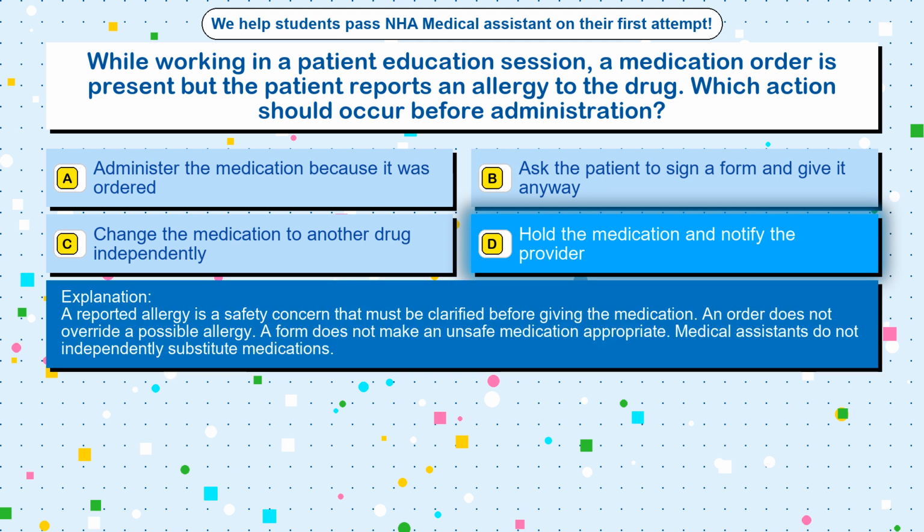A reported allergy is a safety concern that must be clarified before giving the medication. An order does not override a possible allergy. A form does not make an unsafe medication appropriate. Medical assistants do not independently substitute medications.